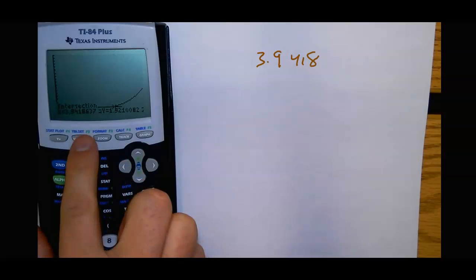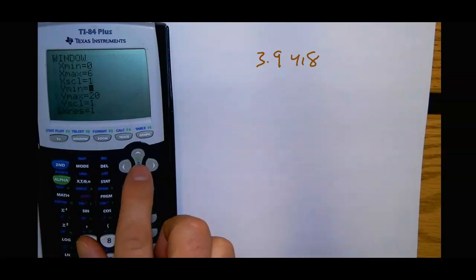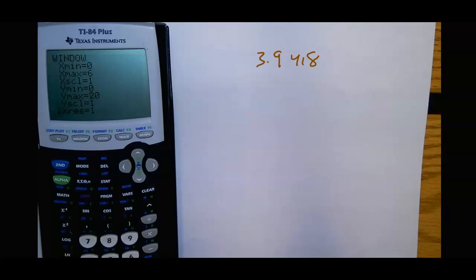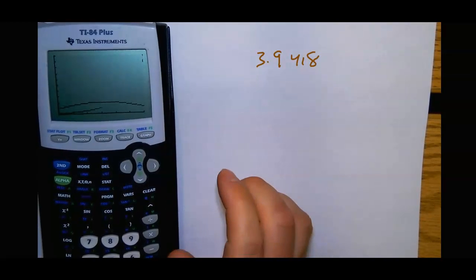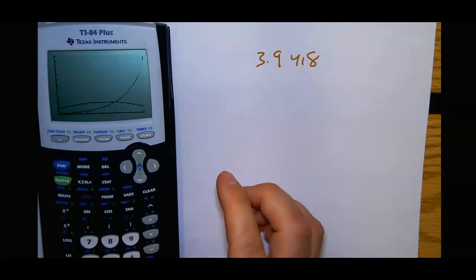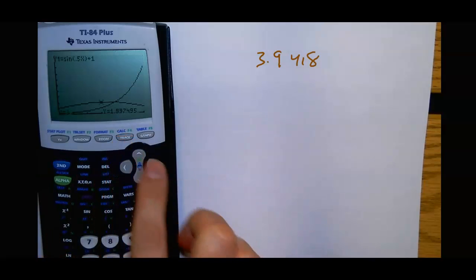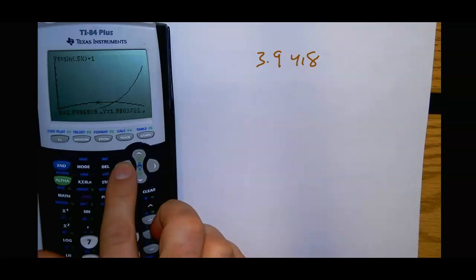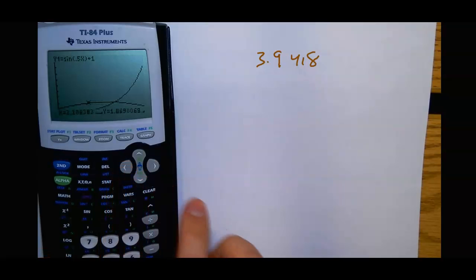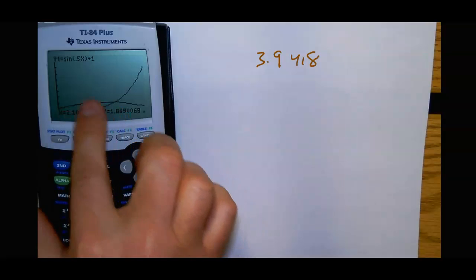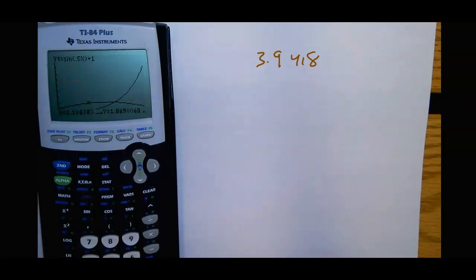So let me adjust my window a little more. I don't want to go quite that high. Let's go to maybe 10 and see. So we know where they cross, but now I need to figure out which one's on top. To figure that out, we're going to do trace. Right now you can see where my cursor is tracing. It's tracing the one on top right now, and that is the sine function, which was my rate in.